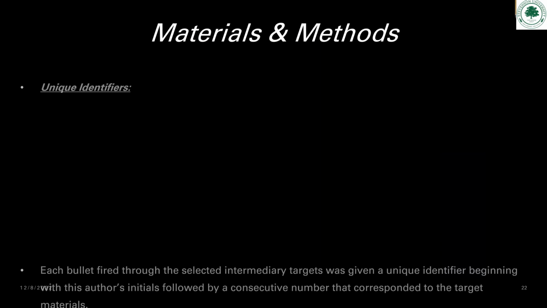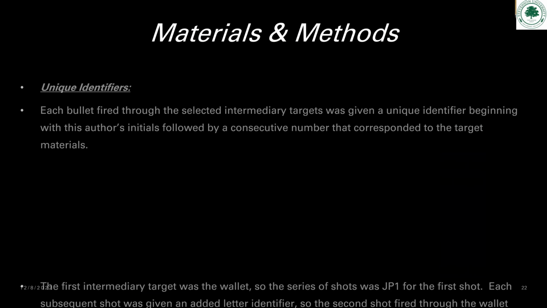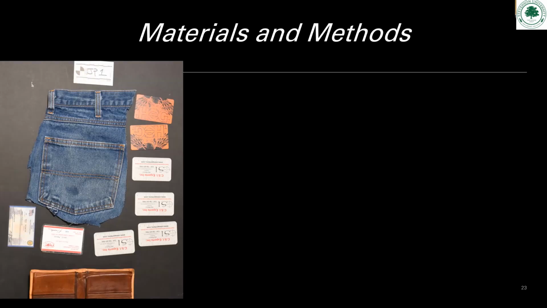Each shot was given a unique identifier. Each target had its own identifier. Like the wallet was JP1, right? I used my initials and then a consecutive number. So JP1 was the wallet. The first shot through the wallet was JP1. The second shot through the wallet was JP1A. And the third shot through the wallet was JP1B. Here's the wallet and its contents. Every shot through the wallet starts with JP1.